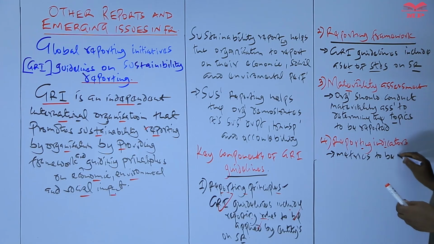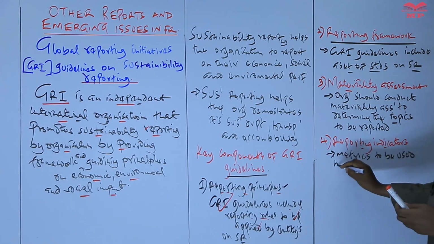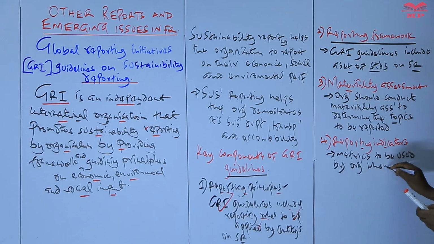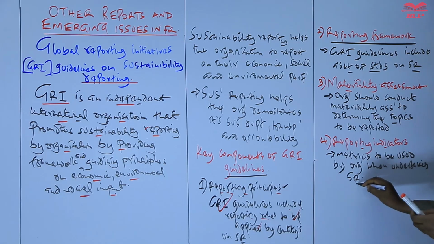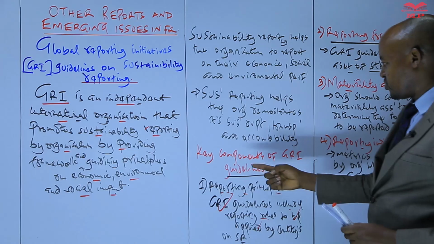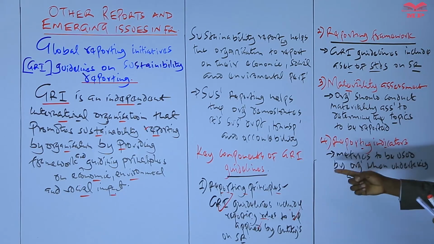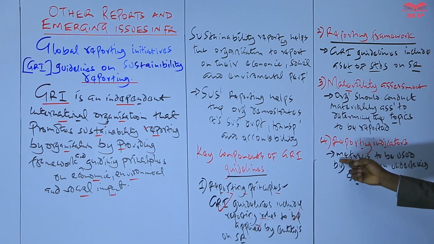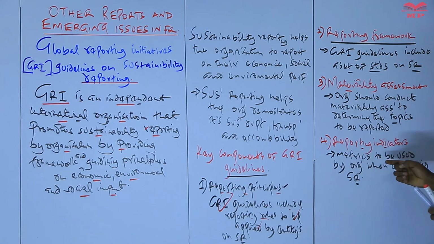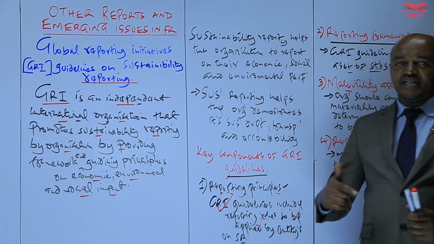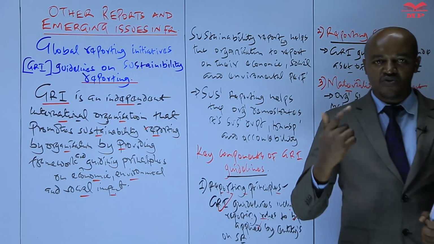to be used by organizations when undertaking sustainability reporting. So therefore, the Global Reporting Initiative includes information about the metrics to be used by the organization whenever the organizations are undertaking the sustainability reporting.